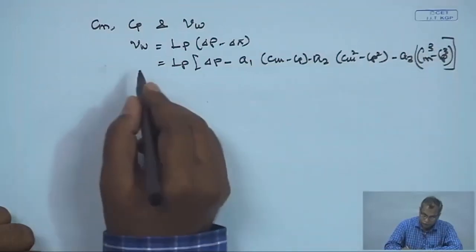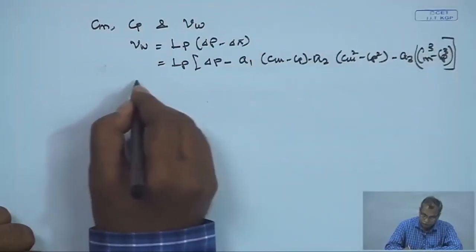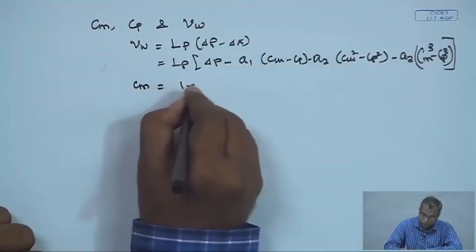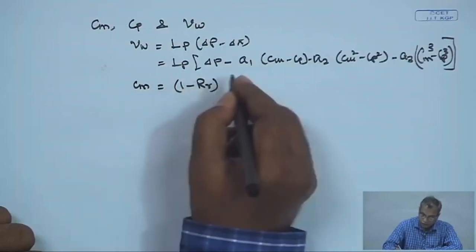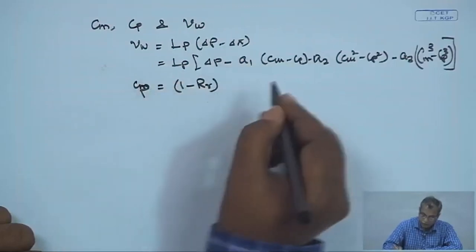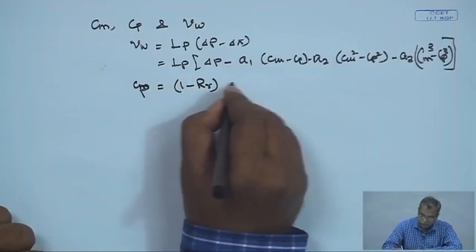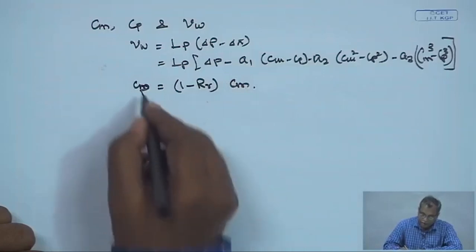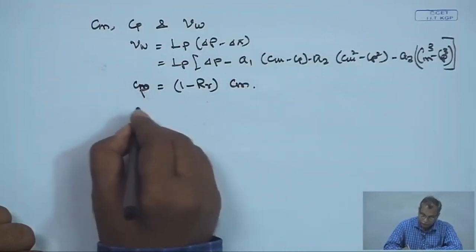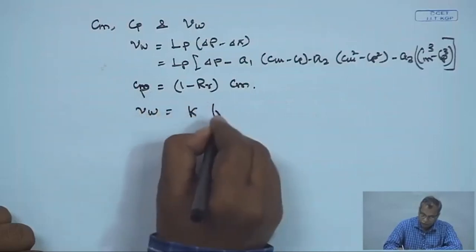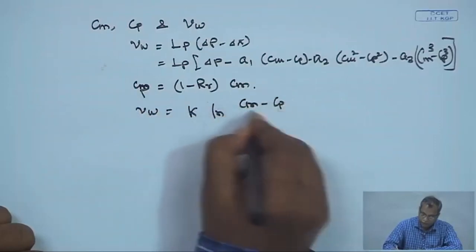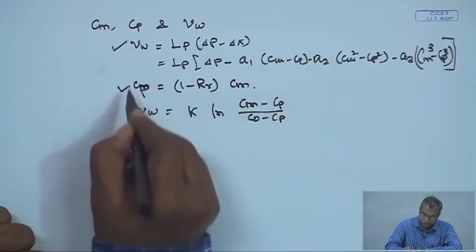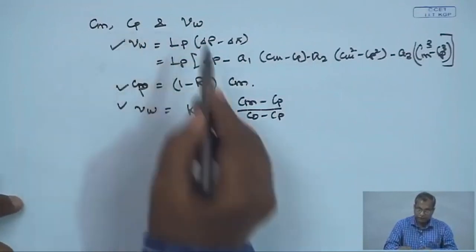Okay. We have the equation of definition of real retention, RR equal to 1 minus Cp by Cm. So Cp is equal to 1 minus RR times Cm, that is the connection, and we have the film theory model: Vw is equal to K ln of (Cm minus Cp) divided by (C naught minus Cp). So, we have three equations and three unknowns: Cm, Cp and Vw.